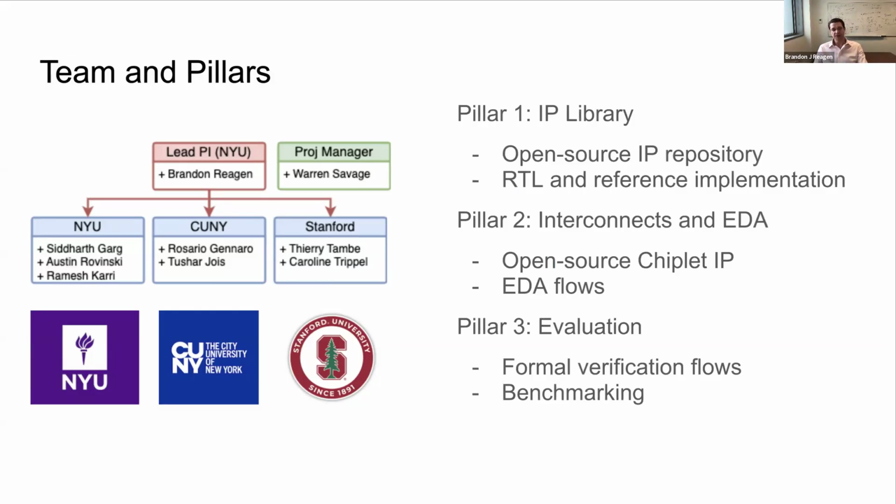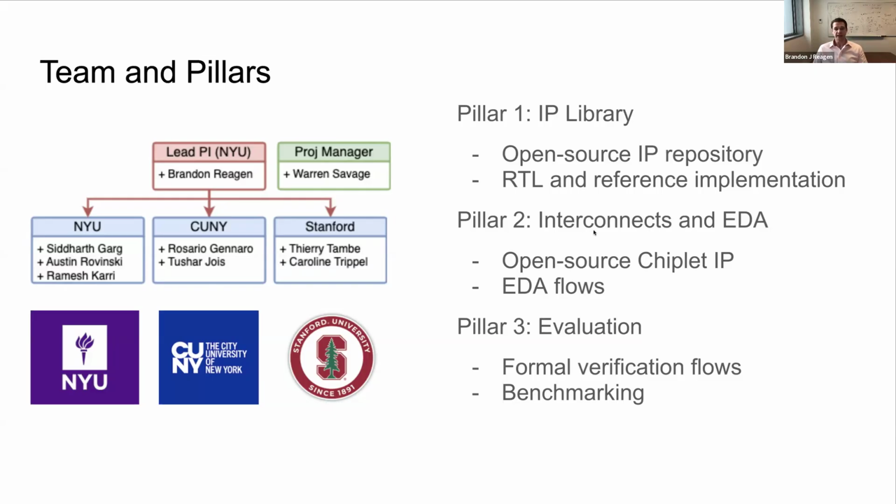So within Cryptolets, we like to think that there's three pillars that we're going to be offering. The first is obviously our IP library. That's the one that I've talked the most about. We're going to open source hardware IP for hopefully everything that you would need to accelerate cryptographic computing. That's going to include RTL, tests, and reference implementations. We hope you can get active and join us there.